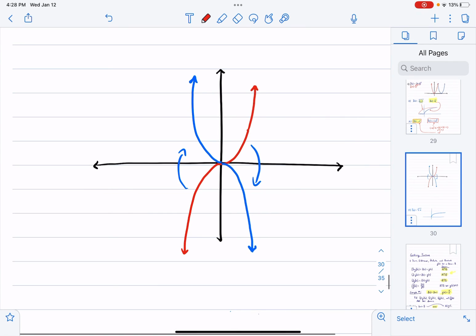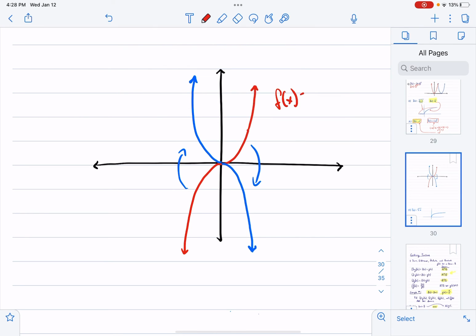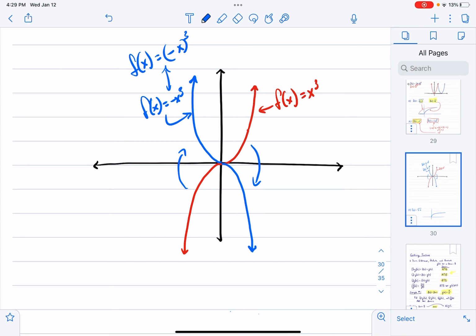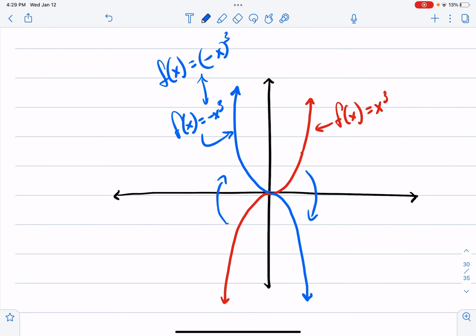Here's my example. The one in red is f of x equals x cubed, that's this one. And the one in blue is f of x equals negative x cubed. But it is also f of x equals negative x cubed because they are the same thing. That's pretty simple. We like that. That makes sense. Let's get rid of that. There we go. So that was pretty simple.